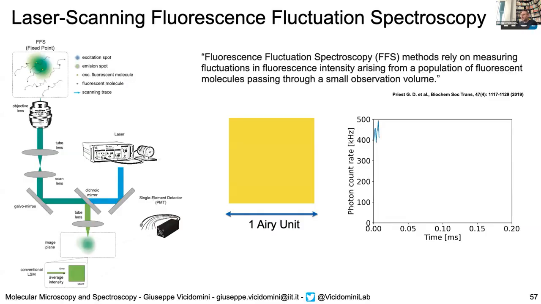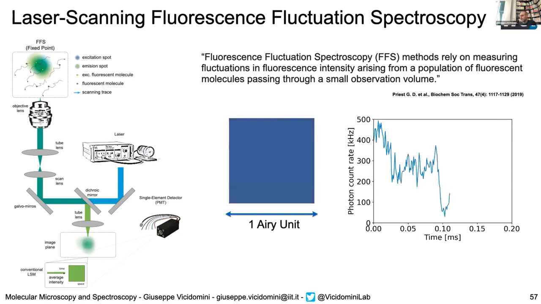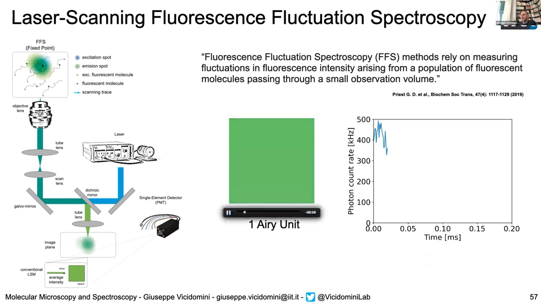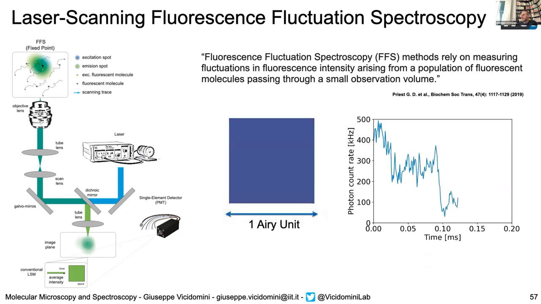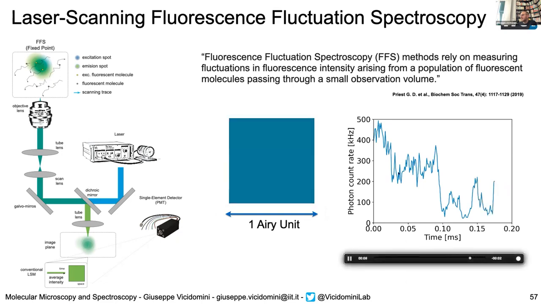Here I want to show you the advantage of having a SPAD array in combination with fluorescence fluctuation spectroscopy. As I'm sure you know, in a fluorescence correlation spectroscopy experiment, you record with your single element detector the intensity fluctuations generated by molecules entering and exiting the probing volume, the probing region of your laser scanning microscope. Then you analyze such an intensity trace, typically using correlation, and you can extract information like the diffusion of your molecules or their brightness.